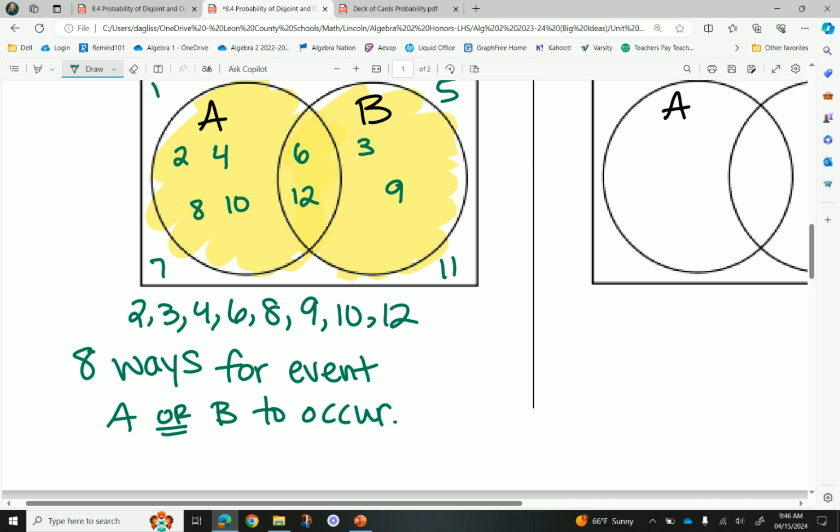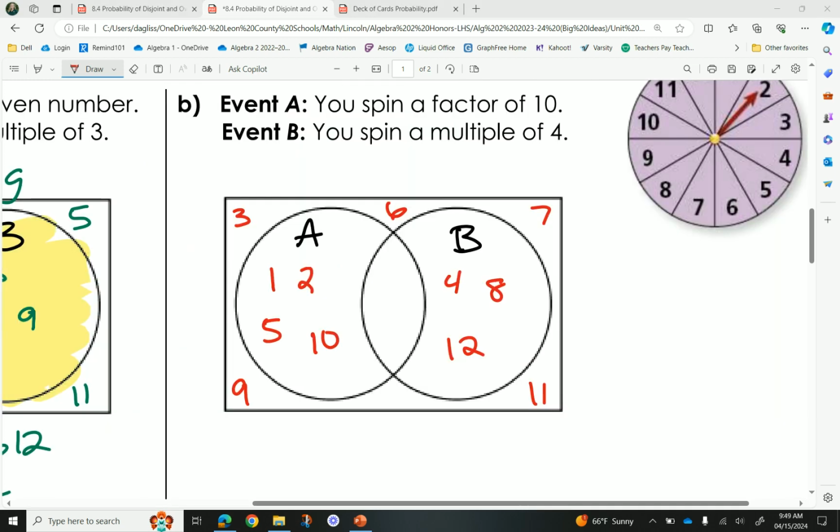What if it wanted to know how many ways could A and B occur? 2. Then you would just say 2. Good, just the 6 and the 12. All right, think you can handle the next one? All right, you try the next one. All right, make sure your numbers match mine.